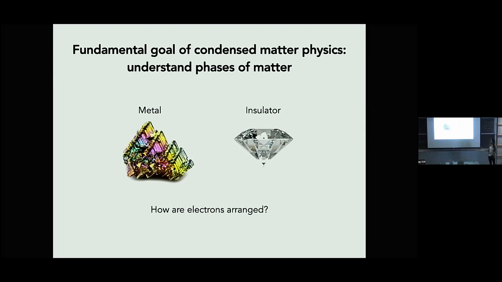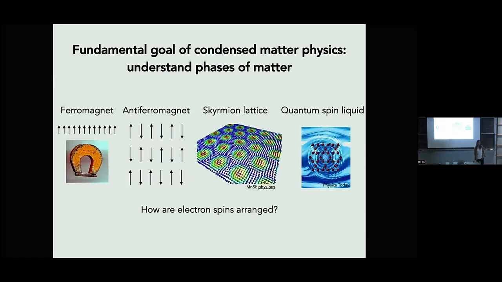So this is the distinction between a metal and an insulator. And then we could dig even deeper and say, how are the spins inside of electrons arranged in a crystal? This gives us all sorts of magnetic phases. There's a ferromagnet where spins are all aligned with each other, antiferromagnets where they're anti-aligned. I've also drawn a picture here of a skyrmion lattice. This is a more exotic spin texture where the spins are winding around in funny ways. And then also the quantum spin liquid, which is going to be the topic of Leon's talk at the end of the day.